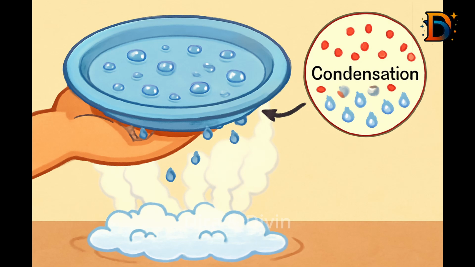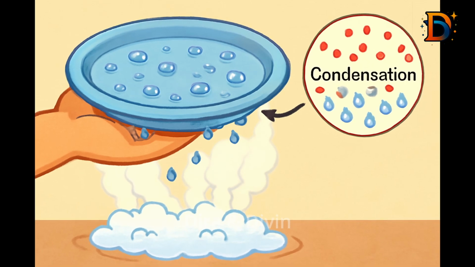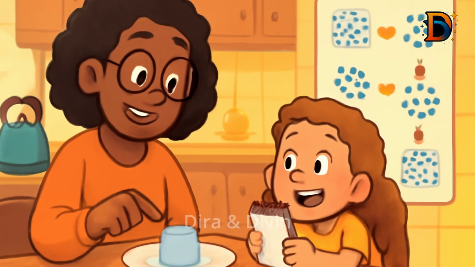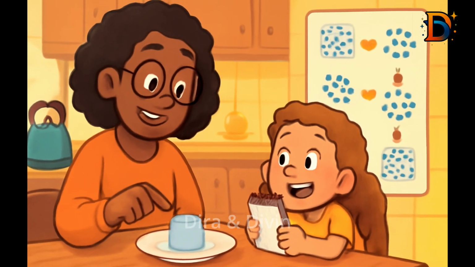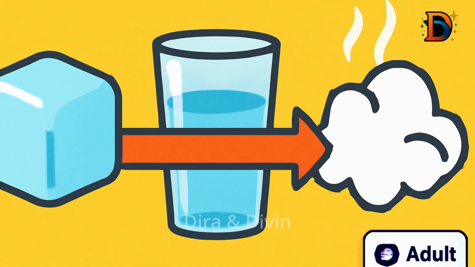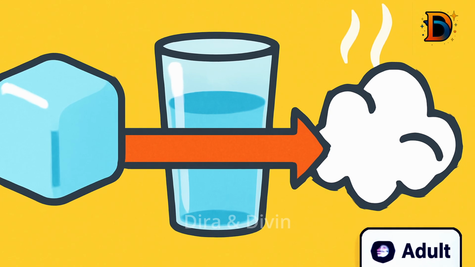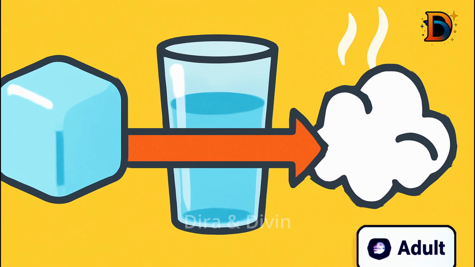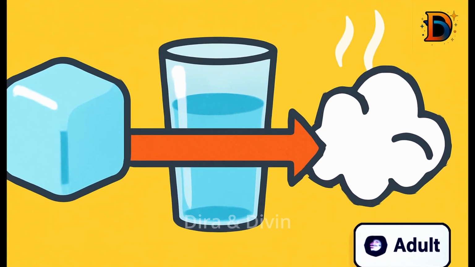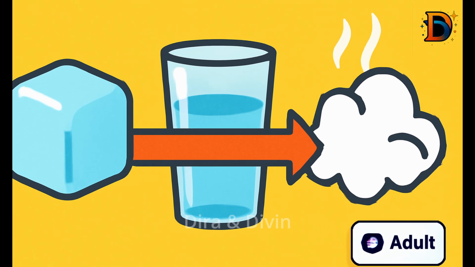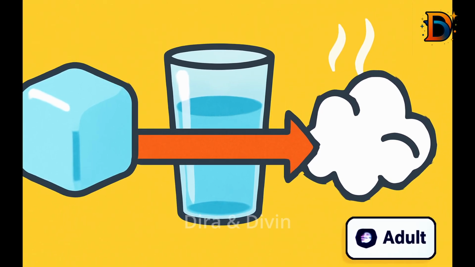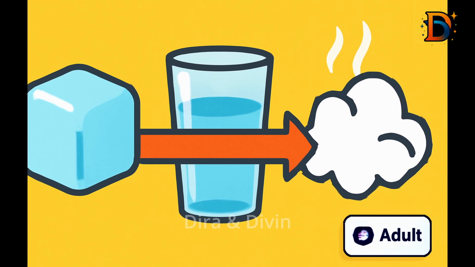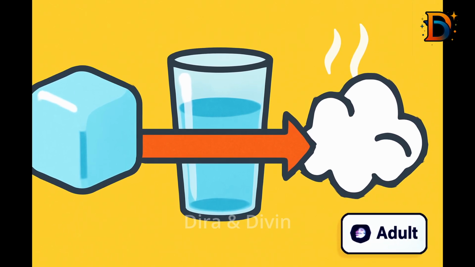What's happening? Ice is solid because it keeps its shape. Water is liquid because it flows and fills containers. Steam is gas because it floats and fills the air. Heating or cooling changes matter from one state to another.